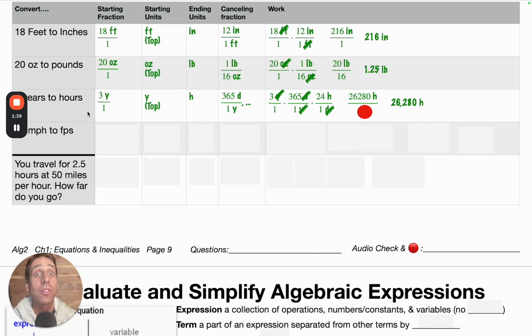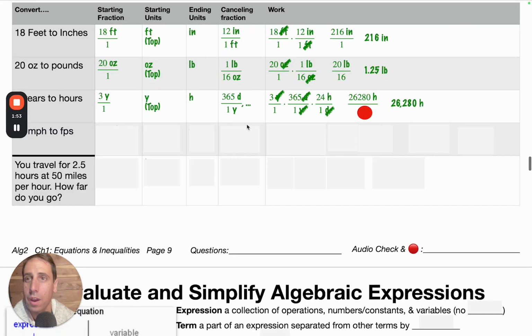One really powerful thing about this is that it's stackable. You don't just have one canceling fraction, you can have multiple canceling fractions, and then it'll take you from one unit to the next, to the next, to the next. For example, here, we've got 45 miles per hour, and that's going to be our starting fraction, 45 miles over 1 hour.